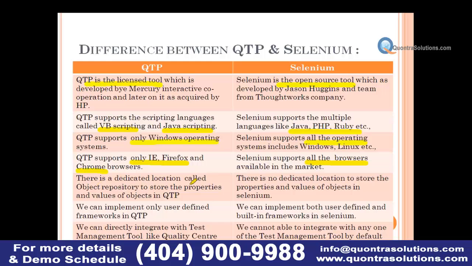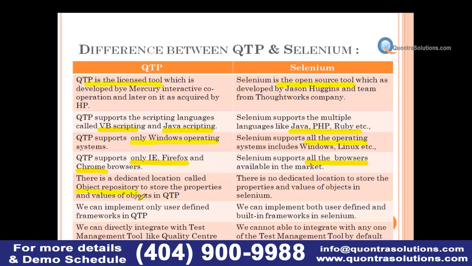Then there is a dedicated location called an object repository to store the properties and values of the objects in QTP. So what are the objects over there? Let us take a web application. In a web application, I can find a button, an edit box, a radio button, a check box, a drop down box, a link, a text. All these are termed as objects when we are working with QTP.